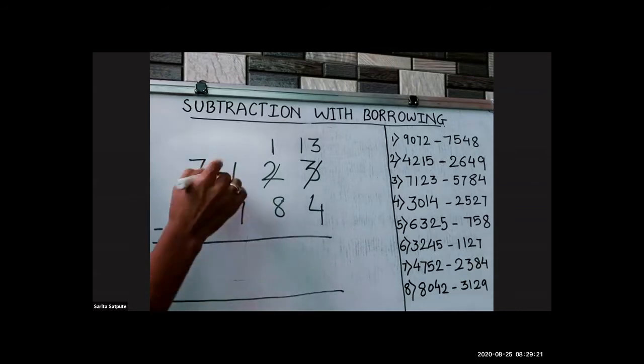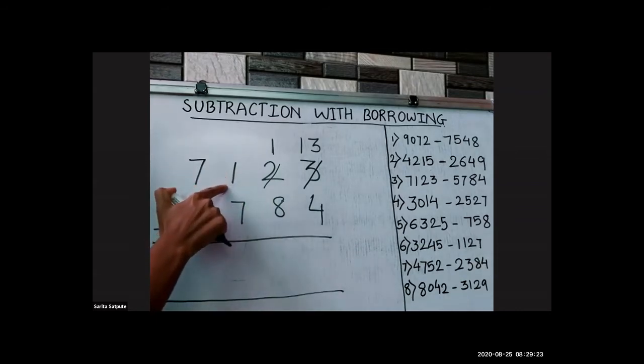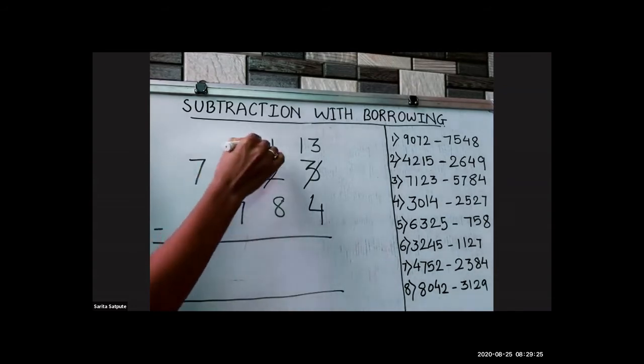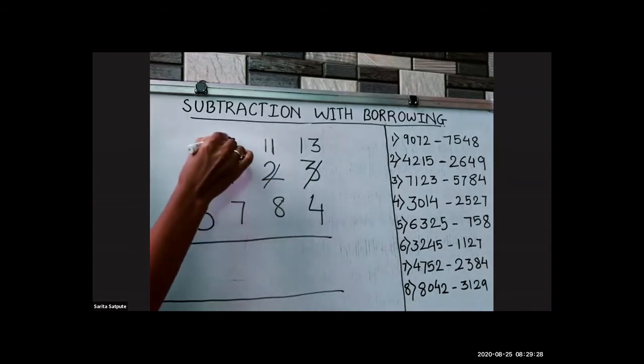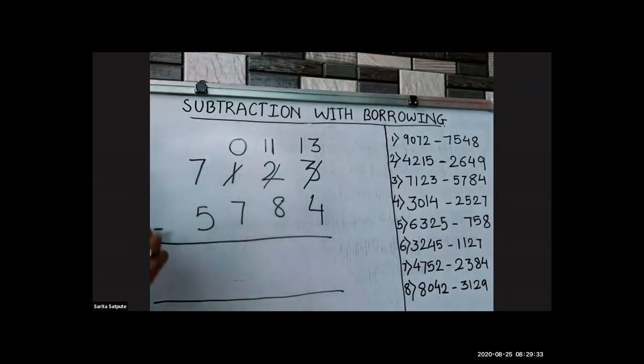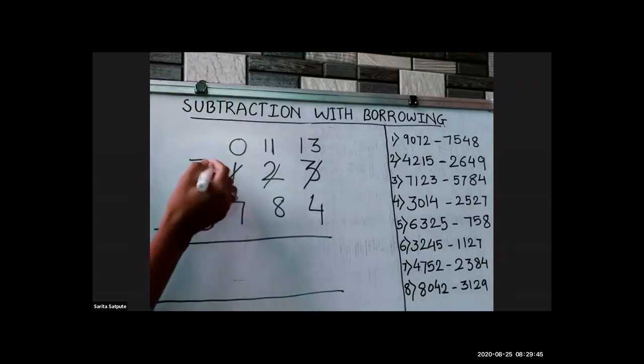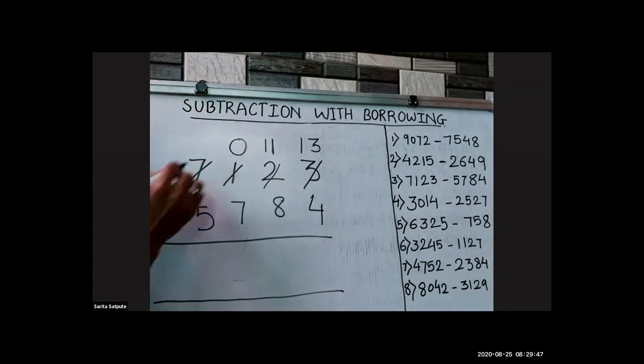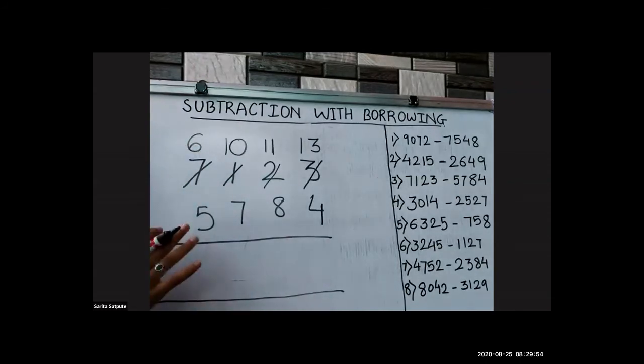11. Cut the 1, yes, very good. Now you have to take one number from this one, so it will become 11, and this will become what? What should I write here? 0. Very good. Can you subtract 7 from 0? No. Then what do you have to do? Take from 7 and make 10. You take one from 7 and it will become 10, and 7 will become 6. Now your problem is ready.